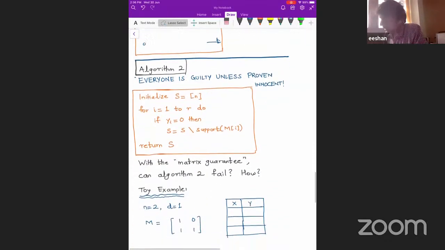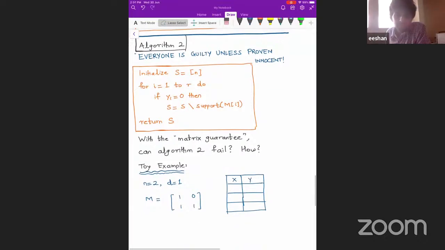So now I try a simple algorithm. Let S be the infected set. I initialize S with 1 to N, so let everyone be infected. Then I run the tests from 1 to R, and if yi is 0, then from the set S, I remove the support of the row i.